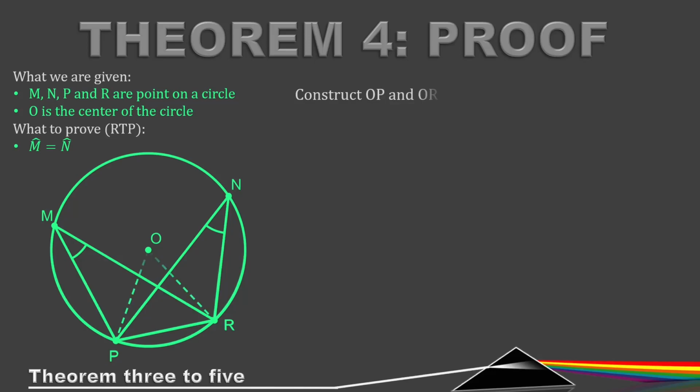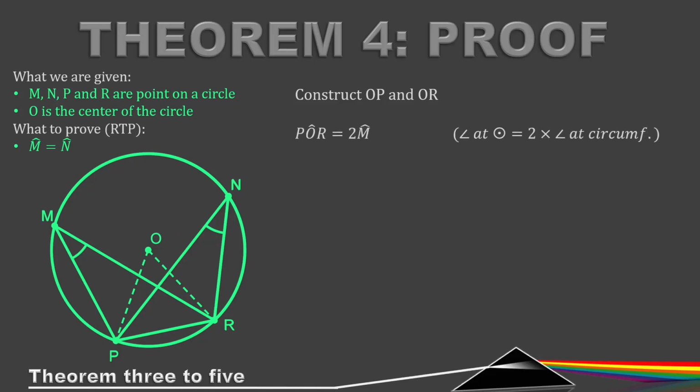So the construction that you're going to make is OP and OR, all right? And we can see that this now is an angle that's subtended to the center of the circle. We know already that this angle is 2 times the angle at the circumference. So if we know that this angle is twice N, and we know that this angle will also be twice M's size, then therefore M and N must be equal. And that's basically all that we're going to say in this proof.